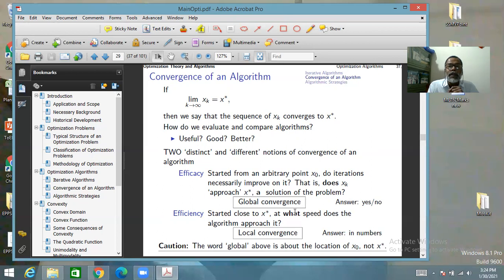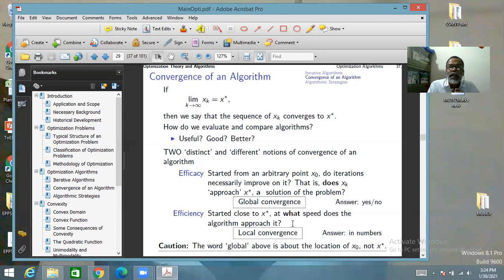The second question is about efficiency. Started close to x star, that means this issue has been sort of settled or avoided. Started close to x star, at what speed does the algorithm approach it? This question is known as local convergence. And the answer to that cannot be yes or no. It has to be in numbers. So some number will signify fast convergence, some number will signify slow convergence, and so on.